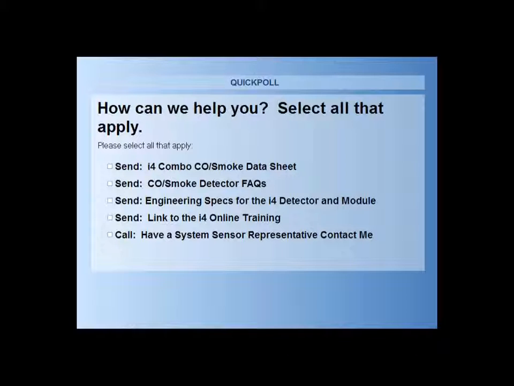Justin, it looks like we have somebody visiting us from Canada, and they're asking, is the i4 designed for use in Canada? And if not, what CO products are available in Canada? The i4 itself is not listed for use in Canada, but the 1224 products that we have are listed for Canadian use.